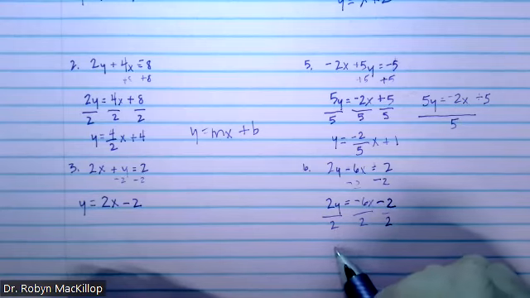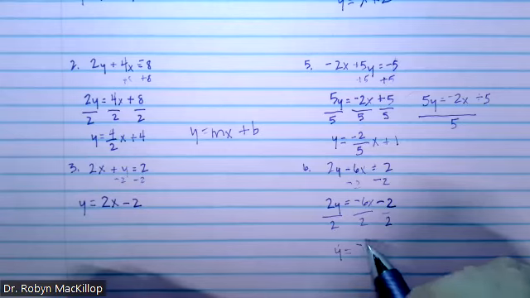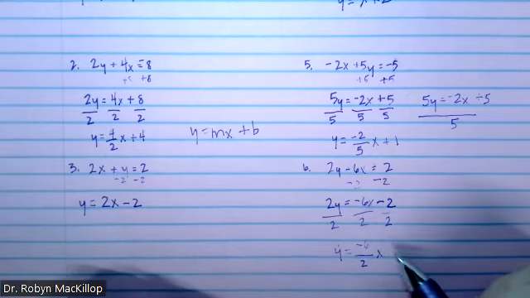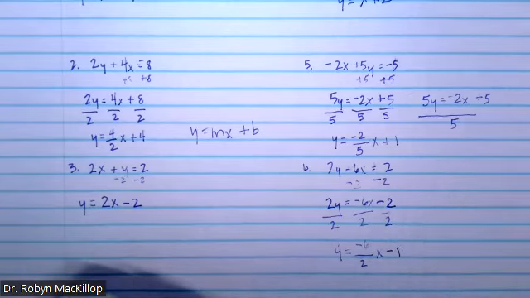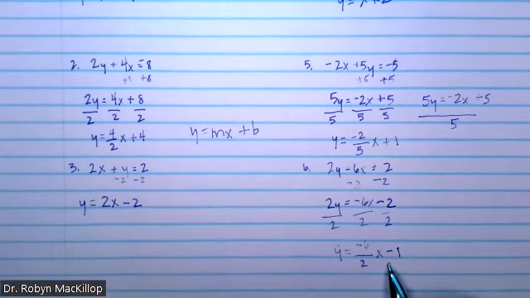2y divided by 2 is y equals negative 6 over 2, that's your slope, times x minus 2 divided by 2 is 1. So negative 1 is your y-intercept. Your slope is negative 6. Rise over run, negative 6 over 2. And you've got your y.